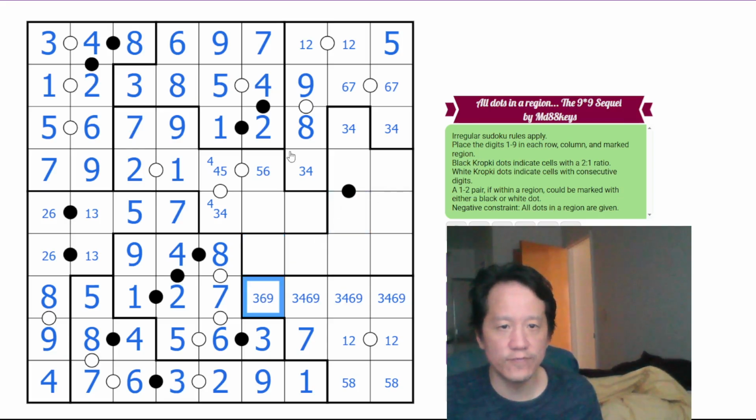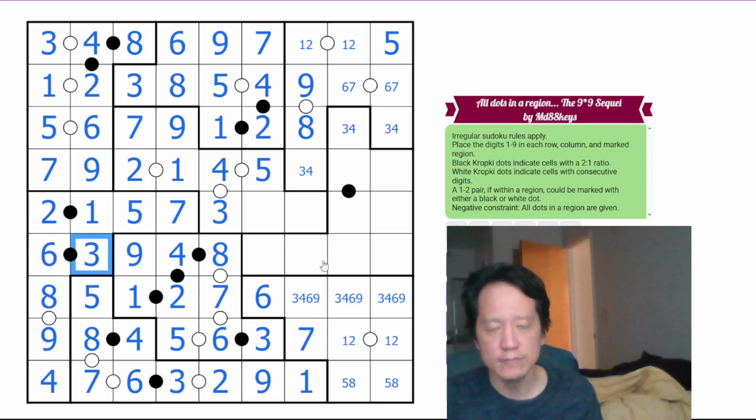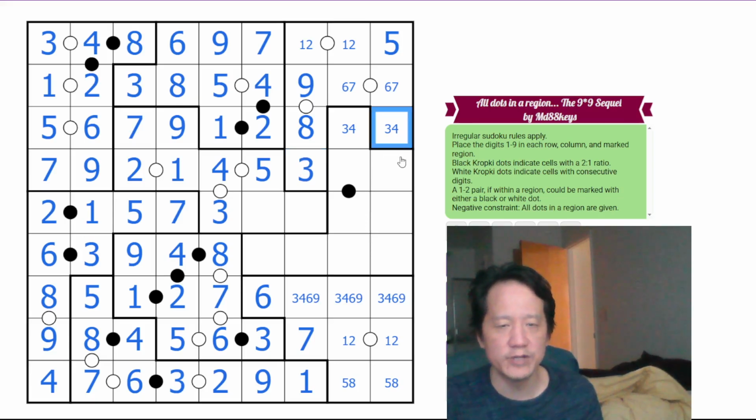This can't be 4 because of this 4 here. This can't be 3 or 9 because of the 3 and 9 in the column. So this is 6, which makes this 5, which makes this 4, which makes that 3. Therefore, this is 1. This must be 2 to be in a 1 to 2 ratio. That leaves us 6 and 3. This 4 eliminates 4 here, so this is 3. That 3 eliminates 3 here, so that's 4, which makes that 3.